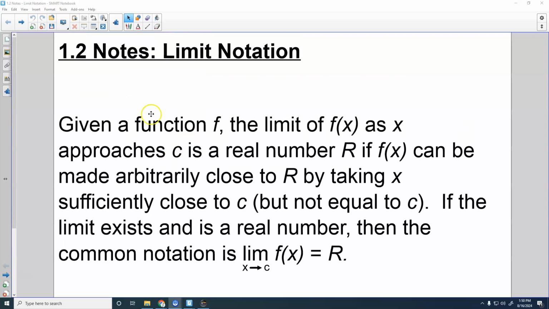Okay, so believe it or not, this is actually the informal definition of a limit.